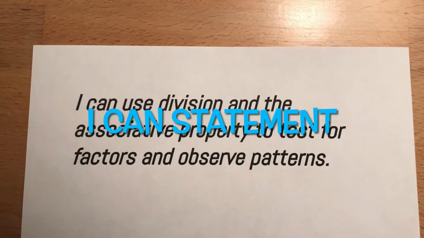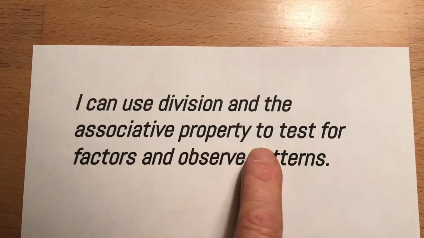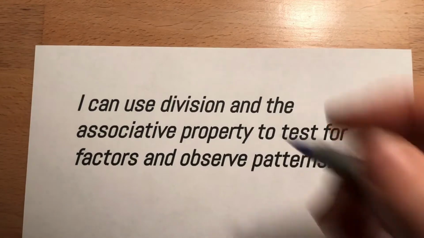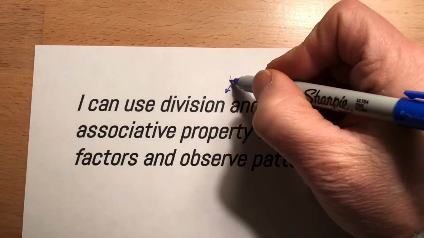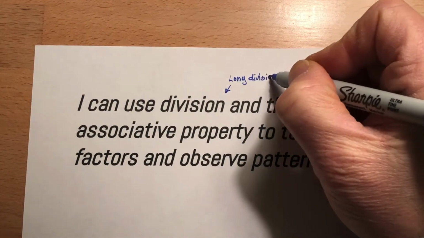Okay, here's our I can statement. It says, I can use division and the associative property to test for factors and observe patterns. Okay, so let's break this down a little bit. Division. When they say division, we're going to use long division here. So we're going to practice some long division, okay? So that's going to be some good practice for us.